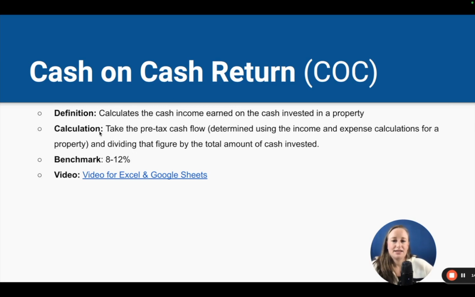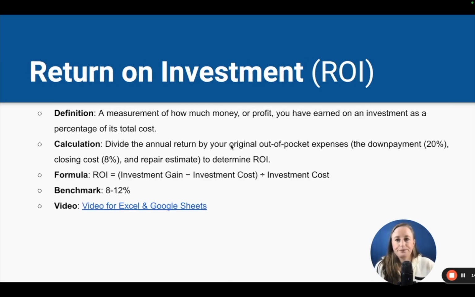And basically you calculate this by taking your pre-tax cash flow and dividing that by the total amount of cash invested into the project. Here I have a little link that shows you how to calculate this in Google Sheets, and a good general benchmark for cash on cash return is between 8 and 12%. So this is one of the formulas that's built in for you.